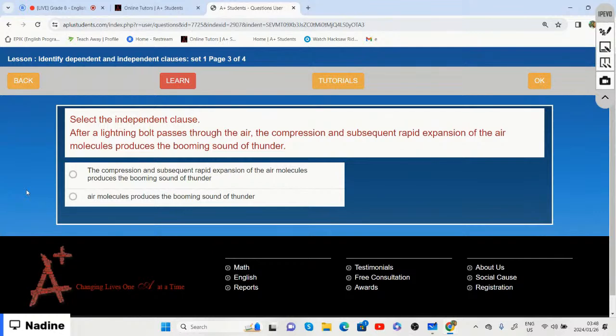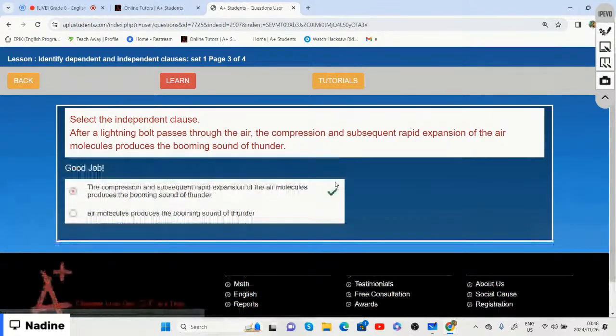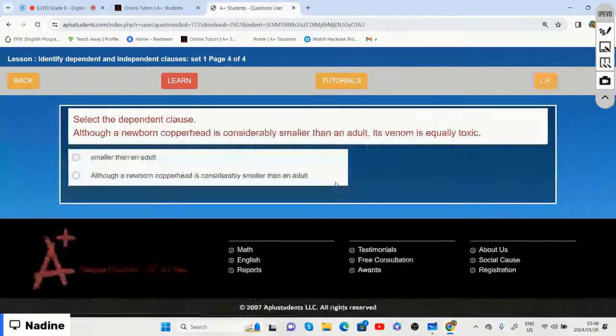All right, so if we select the independent clause, we can say "the compression and subsequent rapid expansion," right? So it is option one. So well done.